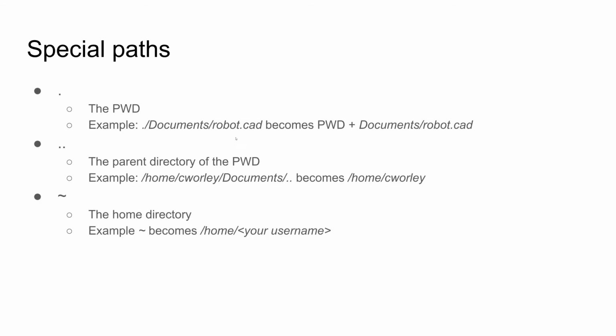There are some special paths that the terminal handles in unique ways. So there's dot, which just refers to the pwd. So if you did ./documents/robot.cad, that would become the pwd plus documents/robot.cad. If you do double dot, that's the parent directory of the pwd. So if you did this absolute path of home, cworley, documents, .., that would become home cworley. You can think of the .. just removing whatever comes before it. So it removes the documents and you just get home cworley. And then this tilde on the top left of the keyboard represents the home directory. So if you type in tilde in a command, that will become your /home/ whatever your username was.